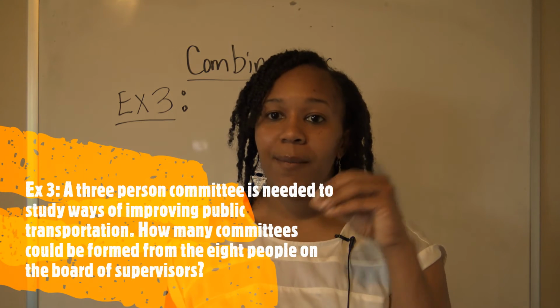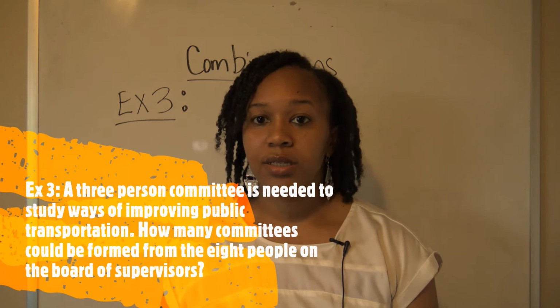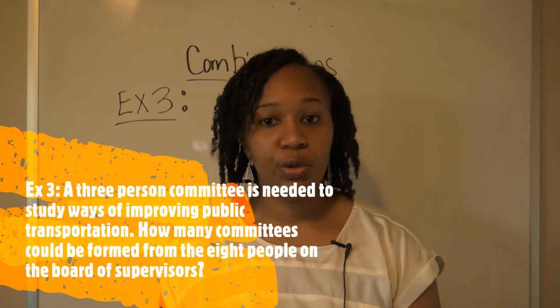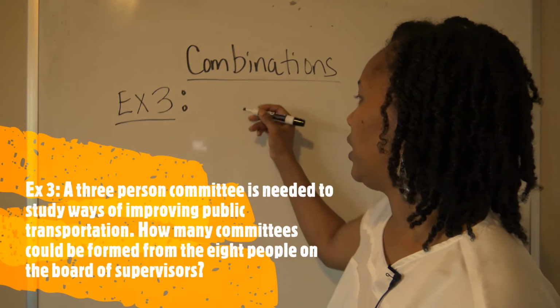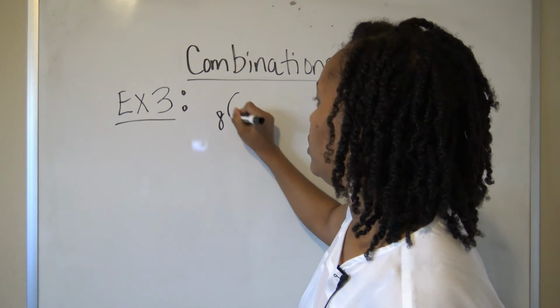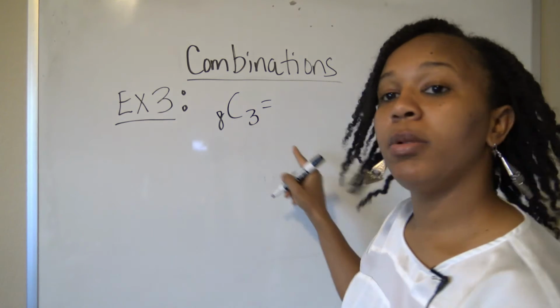And since they're not being assigned to specific positions, the order doesn't matter. We just need to choose 3 people out of the 8. So if we want to figure out how many ways that can be done, we'll do 8 choose 3. Again, you can plug that in your calculator.